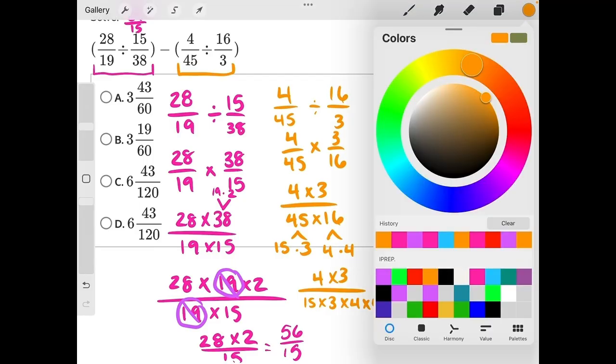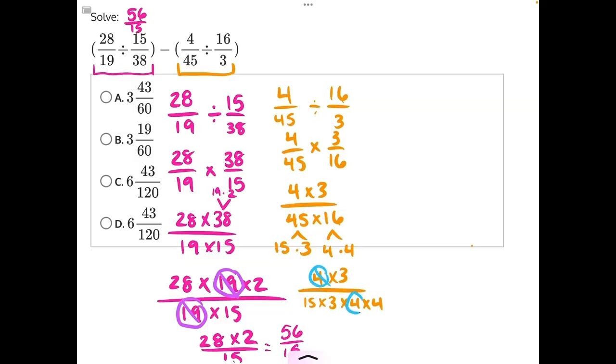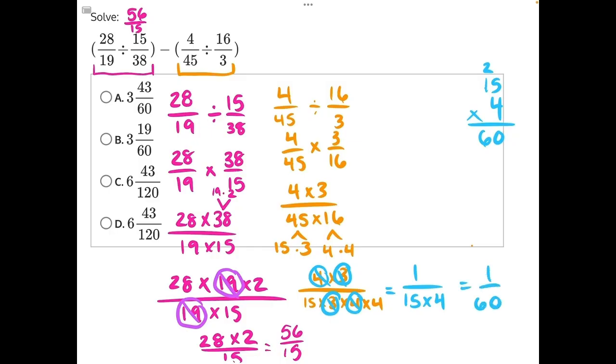And now we can eliminate this 4 and this 4 because dividing 4 by 4 would just give us 1, and get rid of 3 and 3, leaving us with 1 over 15 times 4. And 15 times 4 would give us 4 times 5 is 0, carry the 2, 20. 4 times 1 is 4, plus 2 is 6. So it leaves us with 1 over 60. Now we can go through, and I'll actually make a little bit of room, get rid of that multiplication.